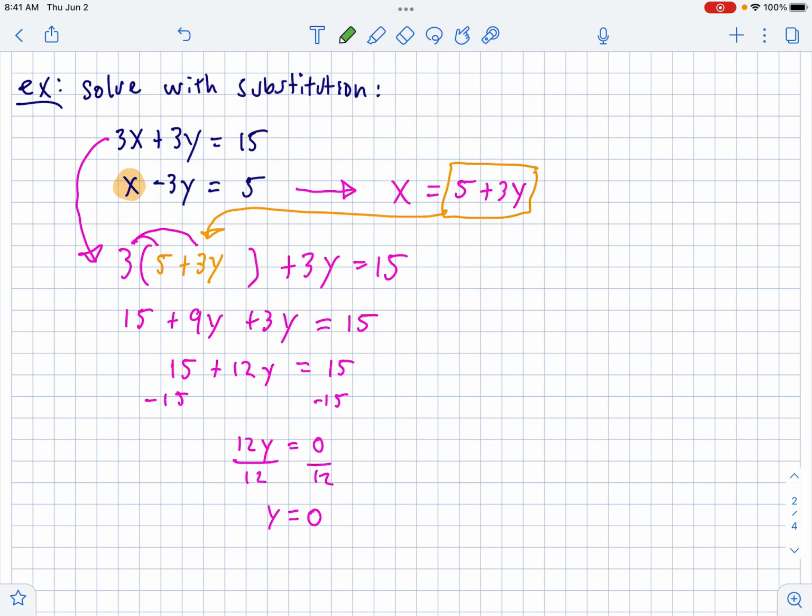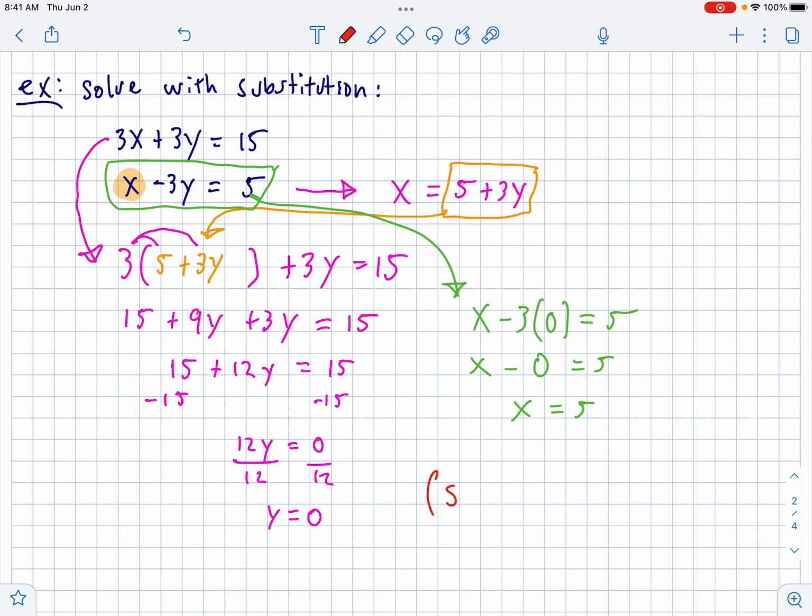To find the other part, we need to rewrite one of the original equations. So I'll do that over here and say x minus 3 times 0 is equal to 5. So we get x minus 0 is equal to 5. So we get x is equal to 5. So our final answer, 5, 0.